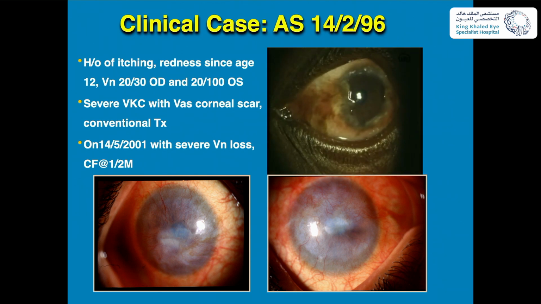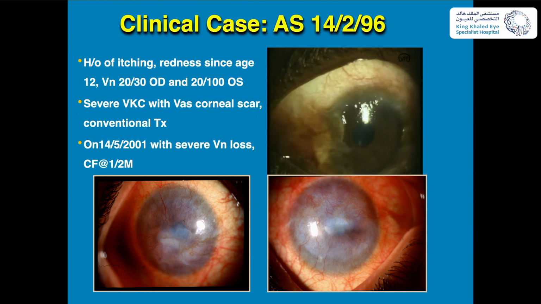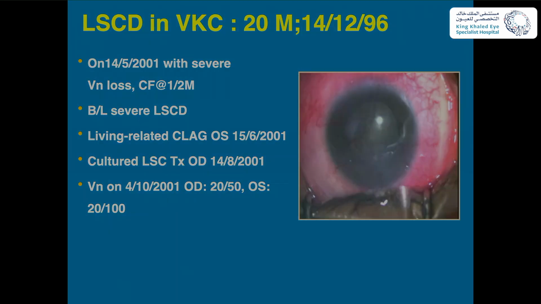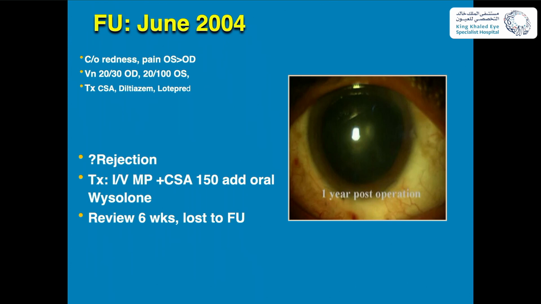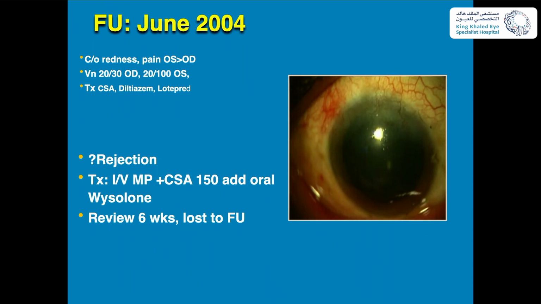This is a patient I showed in the previous presentation, Abhishek Sharma, bilateral limbal stem cell deficiency in 2001, and he underwent, this is the allo-CLET tissue donated by mother, and I did both the eyes 3 days apart. And this is in 2004. His right eye 20/30, left eye is 20/20, and he was on systemic cyclosporin, diltiazem.